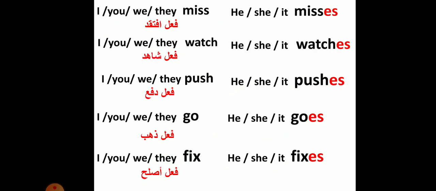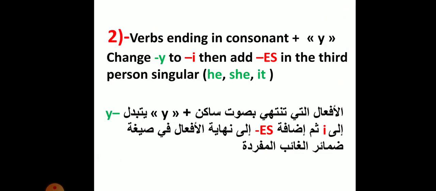Okay, did you see? So here the change is just in the third person singular, he, she, and it. Okay, here we add es to the verb in the infinitive. Okay, is it clear? Let's move to the second rule.